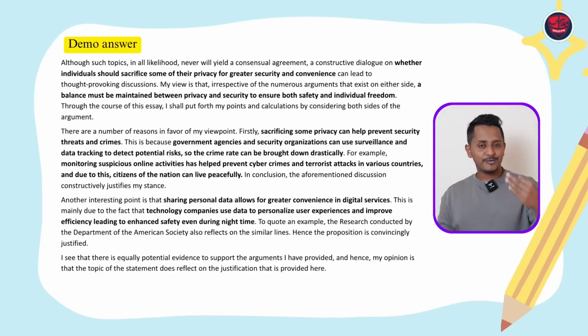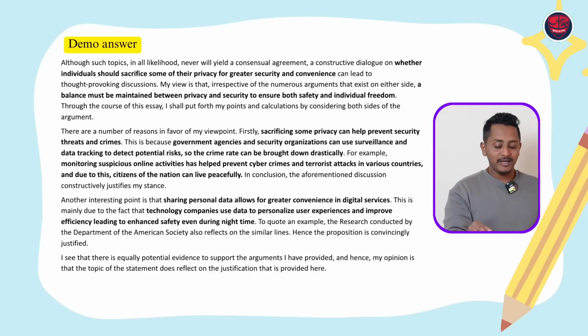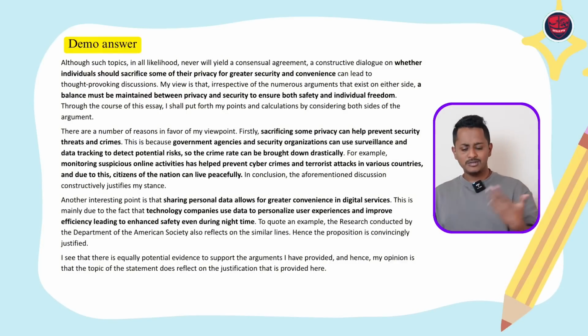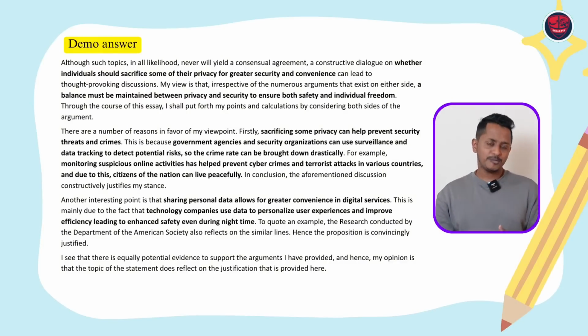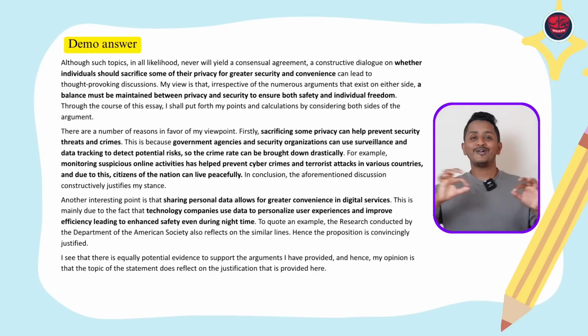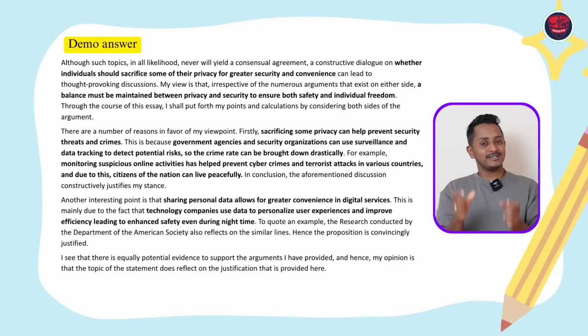Second paragraph: there are a number of reasons in favor of my viewpoint. Firstly, now we're going to write the main idea. Sacrificing some privacy can help prevent security threats and crimes. Supporting idea: this is because government agencies and security organizations can use surveillance and data tracking to detect potential risks. So, compound sentence. The previous sentence that I wrote, the first sentence in the second paragraph, was a simple sentence. Now it's a compound sentence because of the connector being added, so the crime rate can be brought down drastically.